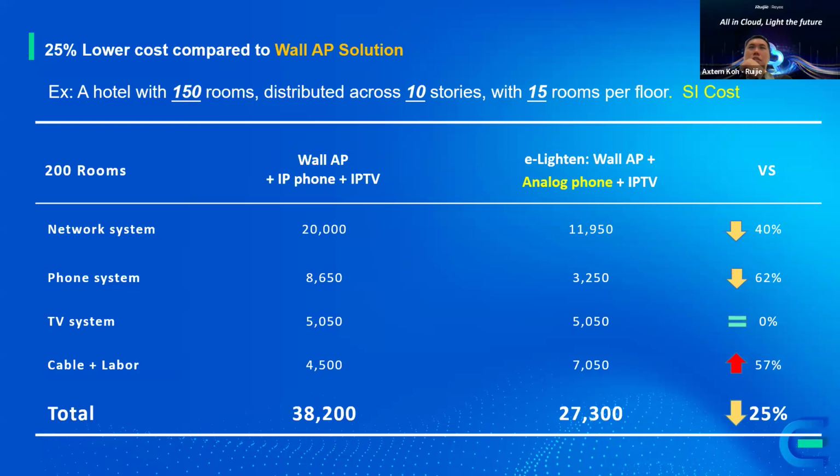But how about the wall AP solution we are going to compare? Let's say we still maintain the hotel with 150 rooms, 10 levels, 15 rooms per floor. So from here you are able to see the apple-to-apple comparison of the wall AP with our wall AP. Even though your previous wall AP supports IP phone and IPTV, on our side we are trying to help you save the cost.